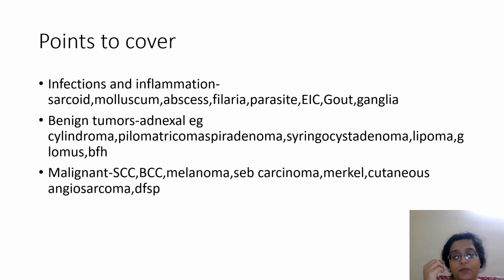Whenever we repeated an FNA twice, what we got were a lot of giant cells and small round blue cells. We were misled into thinking that it is a mesenchymal tumor with giant cells. We advised histopath, and to our surprise, when the histopath came, it was short-sightedness on our part. It was actually a pilomatricoma. So, these things, that is why I took this lecture on skin and subcutaneous.